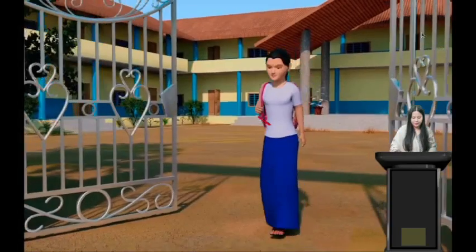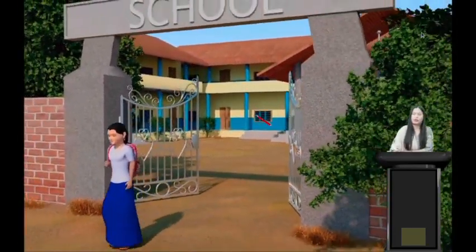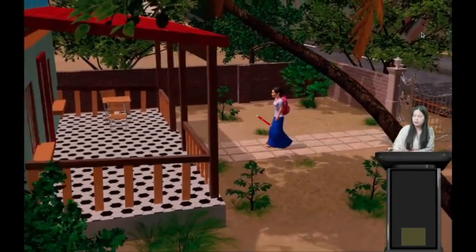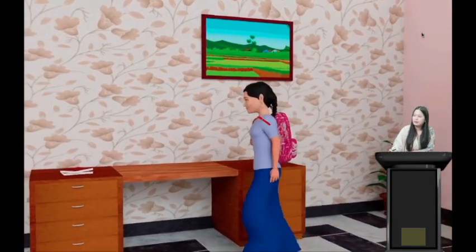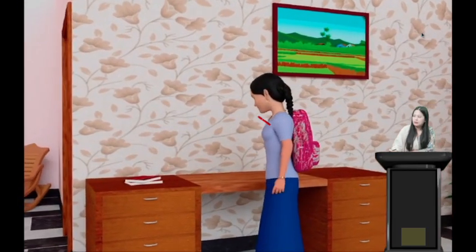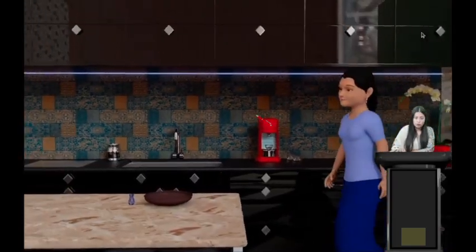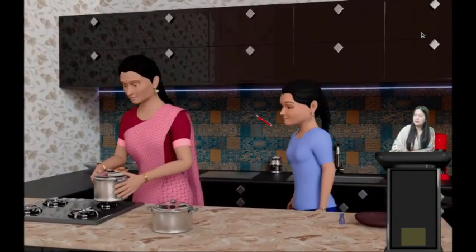Alright, so let us see here. Here we see a girl walking home from school after the holiday. When she reached home, she left her school bag and went straight to the kitchen. Then let us see what happened.